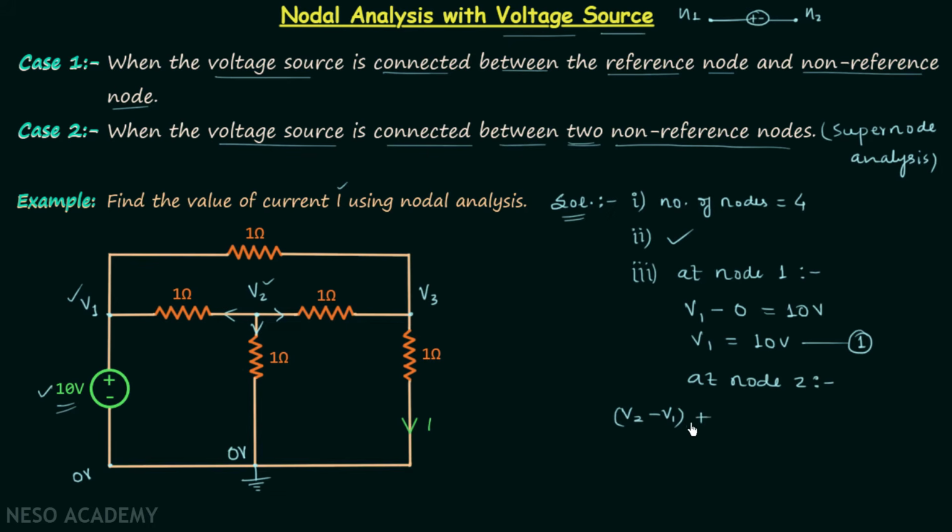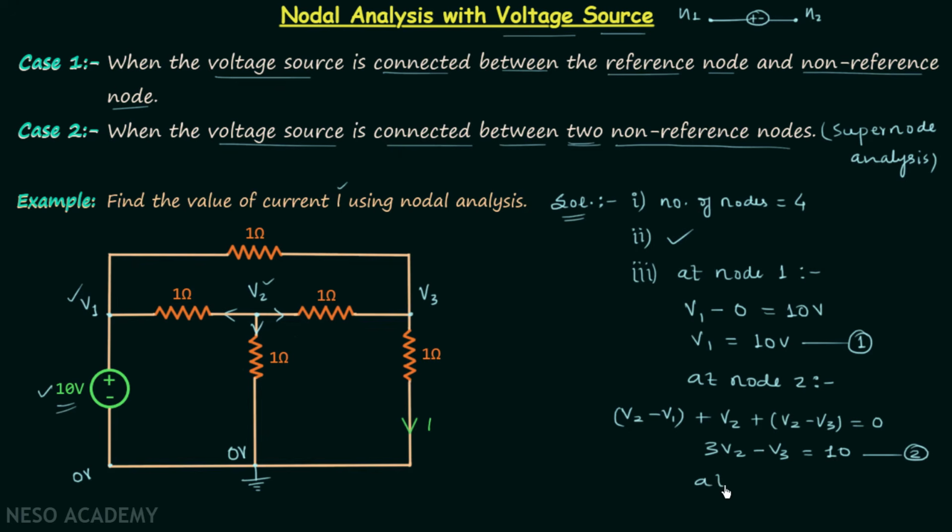Then we will add this current, and this current is equal to V2 minus 0 divided by 1. So we can simply write V2. Then we will add this current, and this current is equal to V2 minus V3 divided by 1. So simply V2 minus V3, and the sum is equal to 0. Now when you simplify this, you will have 3 times V2 minus V3 equal to 10. Why 10? Because we have obtained V1 is equal to 10. So this is our equation number 2.